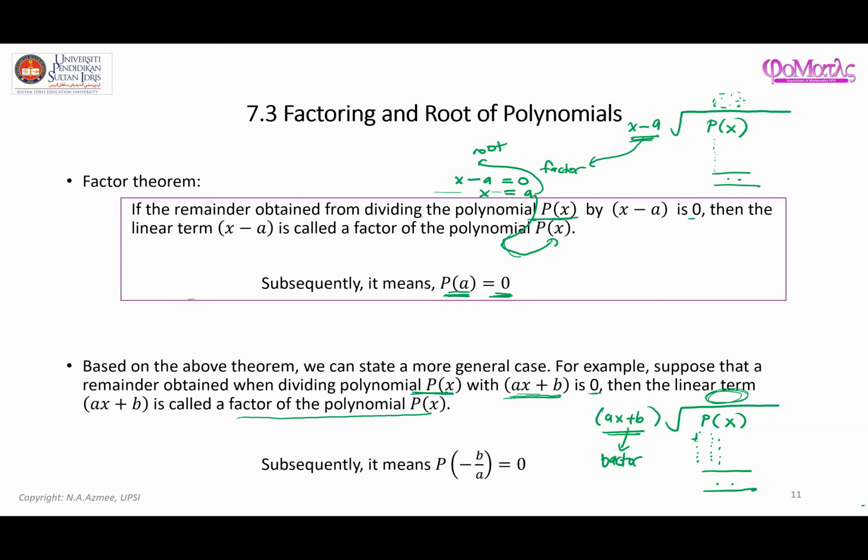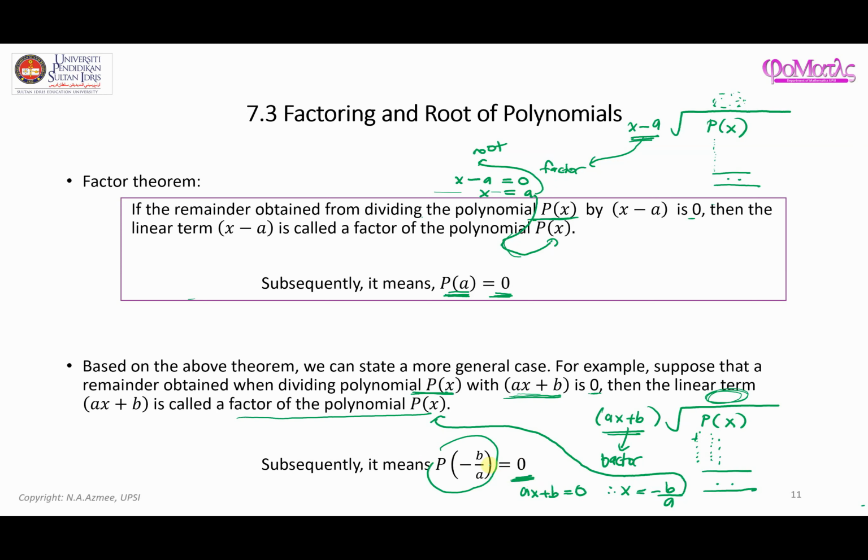So if that is the case, we can say that ax plus b is a factor of the polynomial. So it means that ax plus b is equal to 0. So therefore x must be equal to negative b over a. So this is the root. So if you substitute the root into the polynomial function, the result of that will be 0.